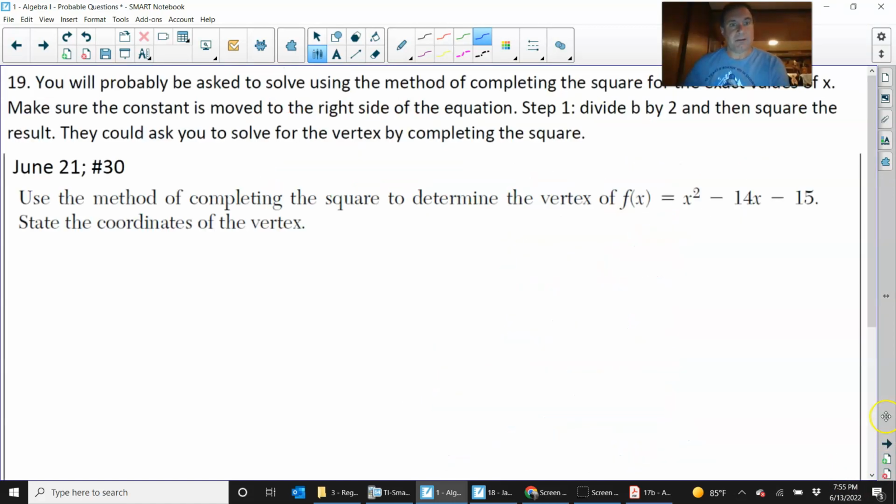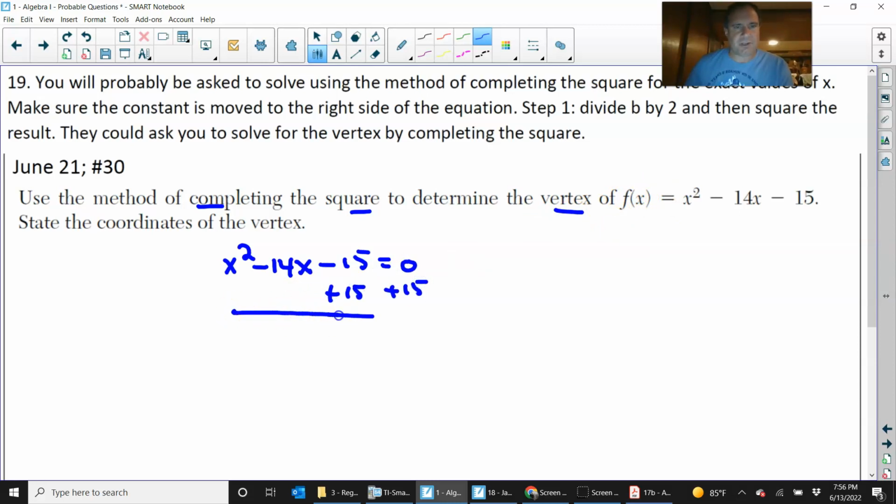Completing the square. All right, so completing the square, determine the vertex. This might be a different type of problem here. So we're going to do the same thing. We're going to put x squared minus 14x minus 15, and that all equals 0. All right, this is kind of like the 0, the y, whatever. To complete the square, you have to add 15 on both sides. This cancels. You have x squared minus 14x equals 15.